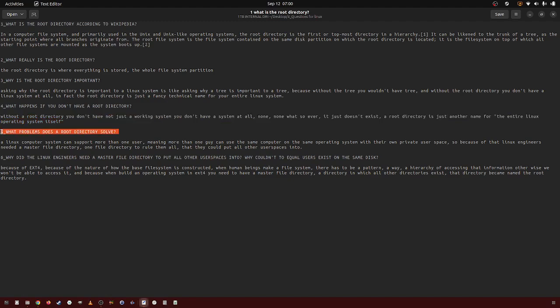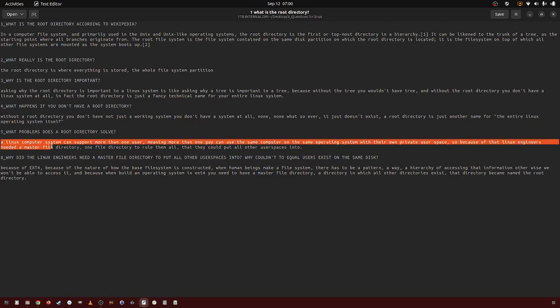What problems does a root directory solve? A Linux computer system can support more than one user, meaning more than one person can use the same computer on the same operating system with their own private user space. So because of that, Linux engineers needed a master file directory, one file directory to rule them all, that they could put all of their user spaces into.